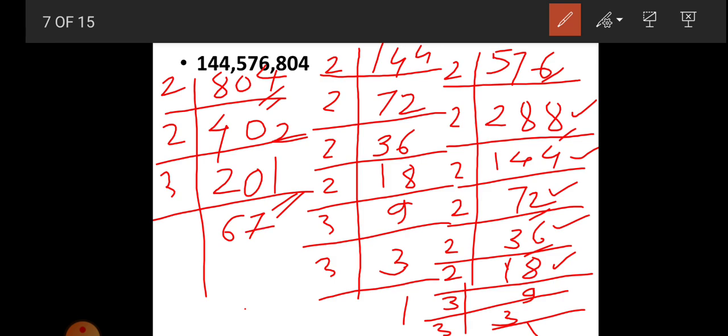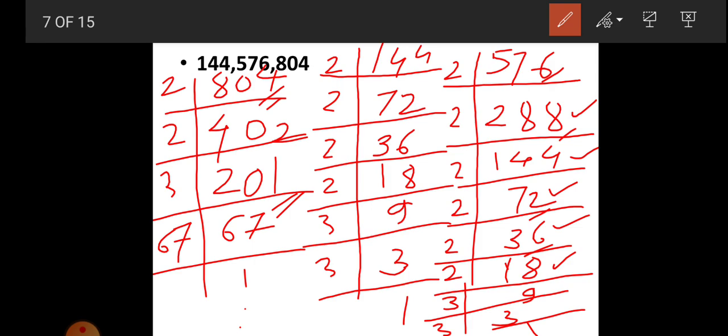Now 67. So 67 is a prime number. You know which is the prime number? So now 67: 67 ones are 67.